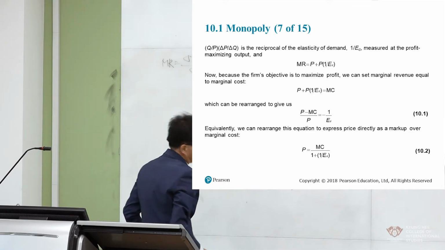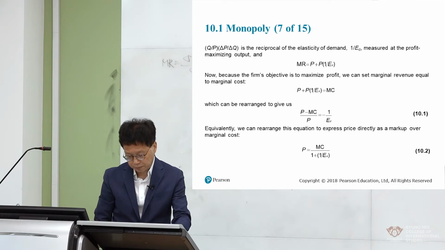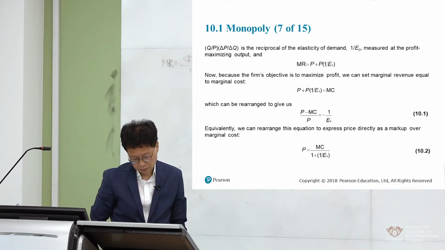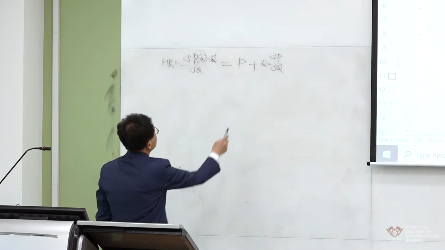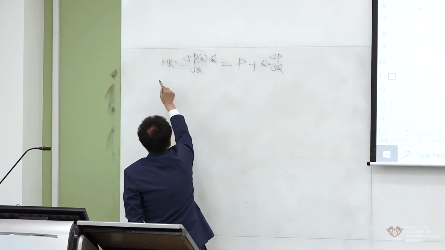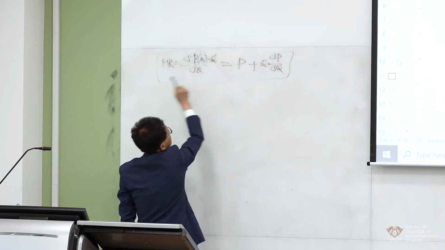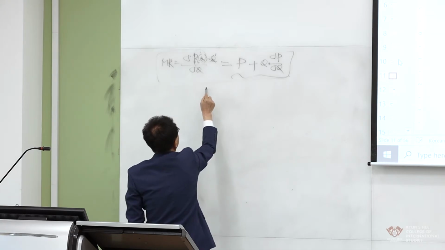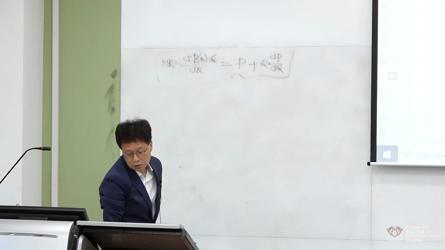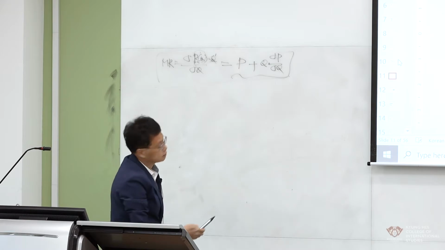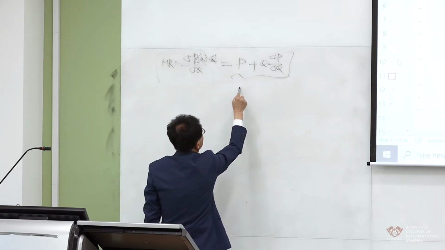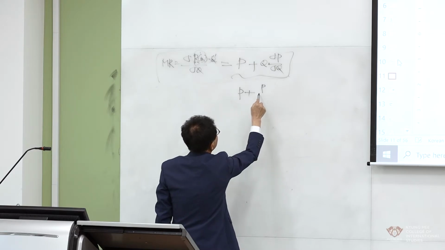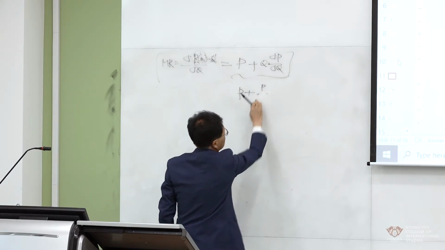From here, starting from here, this one, so rewriting this one like this, case number one. We can rewrite it like that. Price times Q divided by Q.